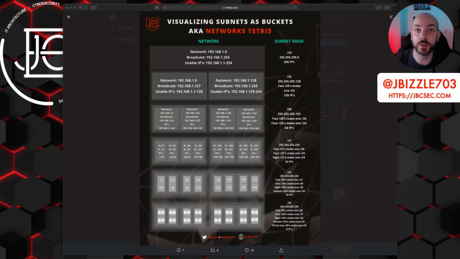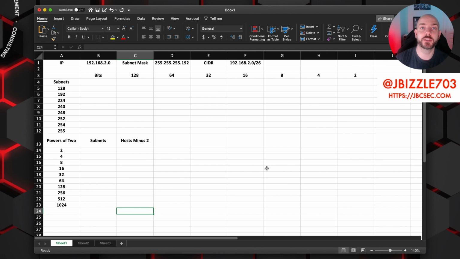So let's move on to our first practical lab exercise. Now, what I've done here is a little bit of a cheat sheet that will help us figure out subnets and the amount of hosts that are in different types of subnets.